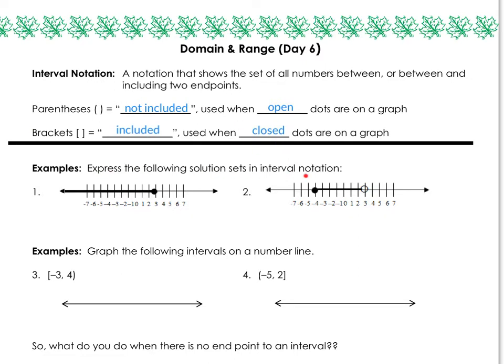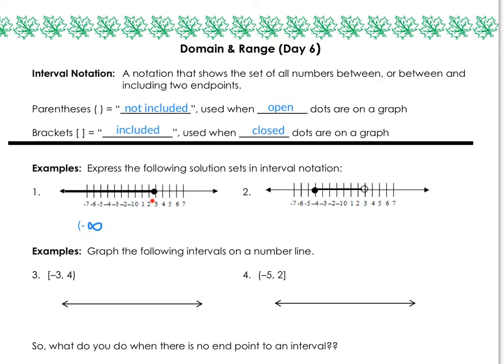Okay, so let's look at an example here. Express the following solution set in interval notation. So basically we've got to see, where am I going? What's the furthest left and right? Where are the bounds? Well, this arrow means that it's continuing left forever. So that means that it's going to be negative infinity, and this is how we write that. It looks like a sideways 8. So that is negative infinity.